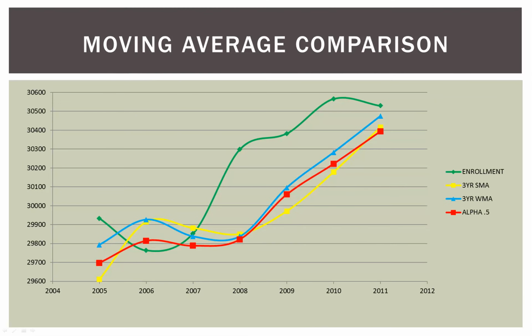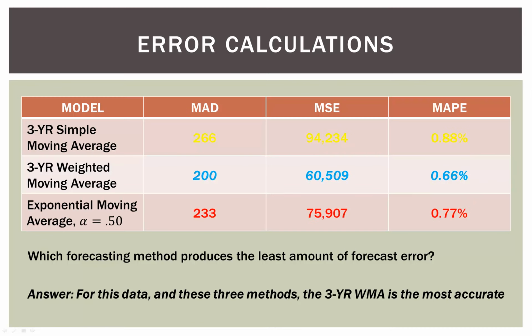And that makes sense with our graph. It's kind of in between the blue and the yellow. Now, with respect to the yellow, that's the simple moving average. And that appears to be the furthest away from our actual enrollment. And if we go back to our chart, that is the case. It has the most error of all three models using all three error methods.